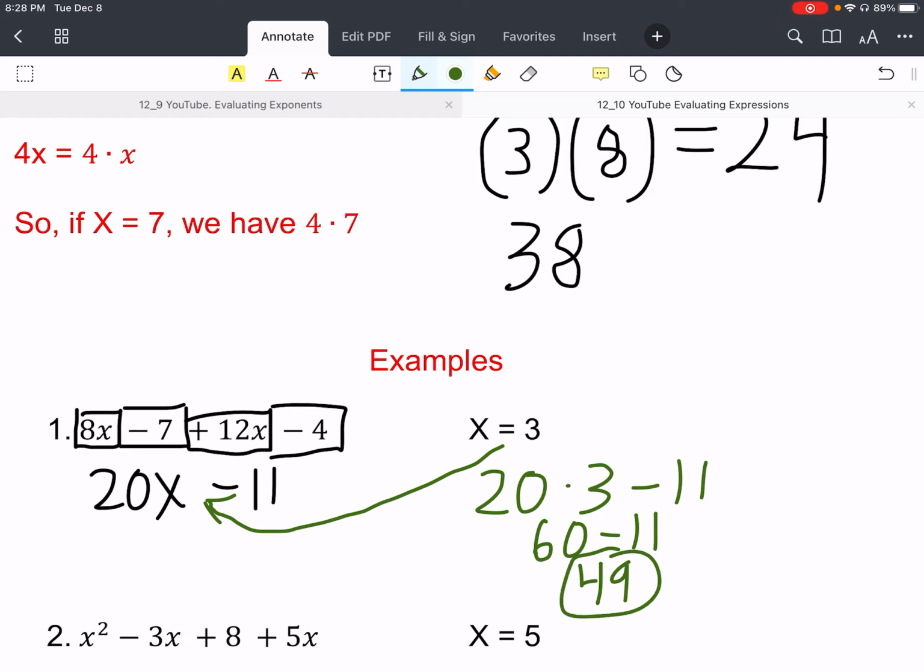So pretty simple. We're combining our like terms first. We're substituting our x value into the expression. We're solving using the order of operations.